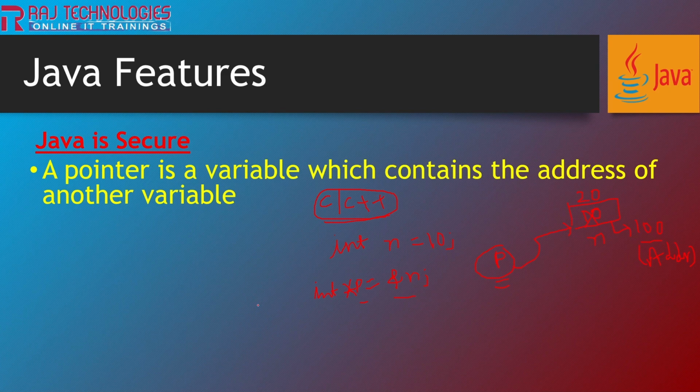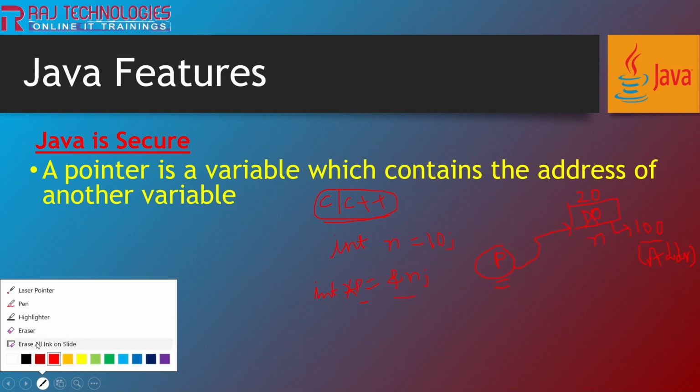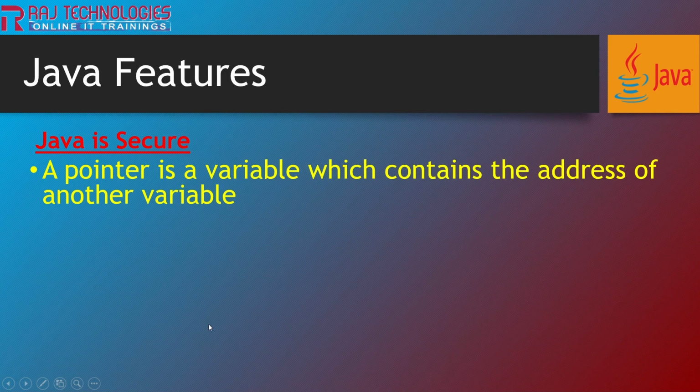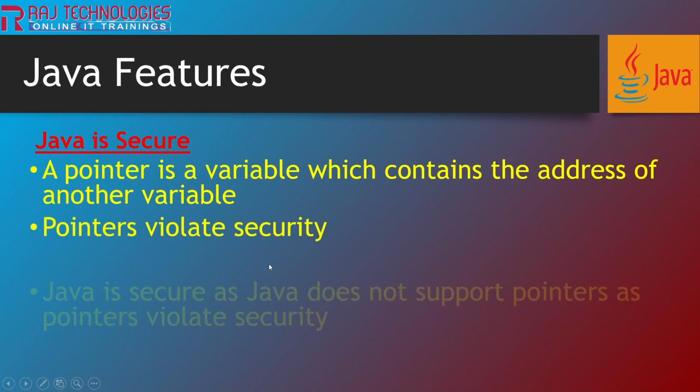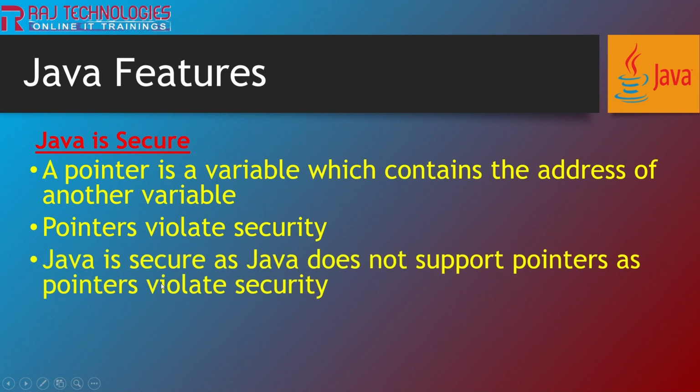Whereas coming to Java, Java is not for system programming. Java is mainly for application programming. That's the reason this pointer concept is not present in Java. So what is the main problem with pointers? Pointers violate security. And Java is secure as Java does not support pointers. In Java, there is no concept of pointers. That's the final point we should remember.